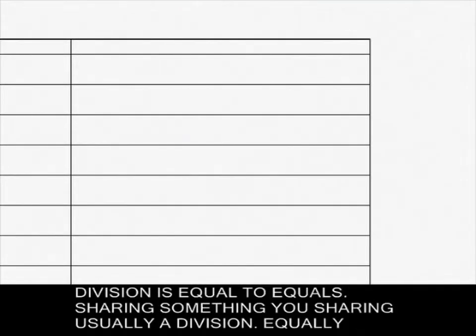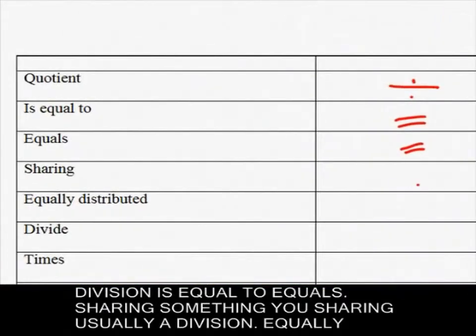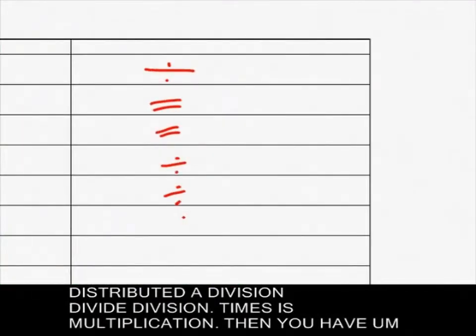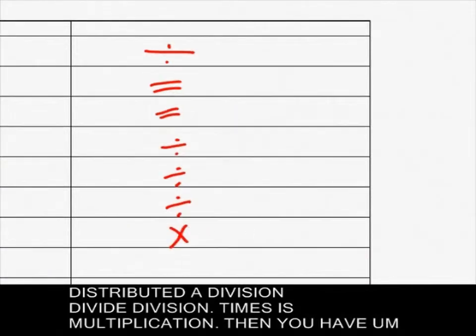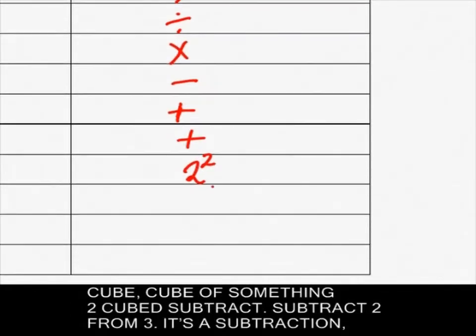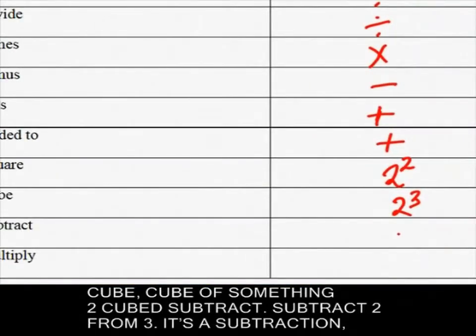Quotient is division, is equal to, equals. Sharing, something is sharing, usually a division. Equally distributed, a division. Divide, division. Times is multiplication. Then you have minus, plus, added to, square of something. 2 squared, that's an exponent. Cube of something, 2 cubed. Subtract 2 from 3, it's a subtraction. Multiply.